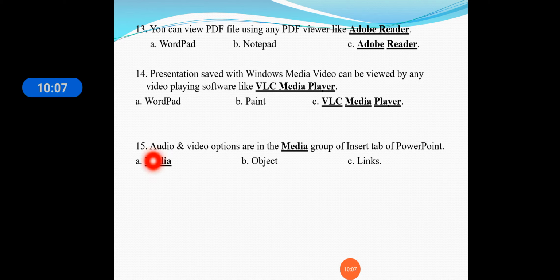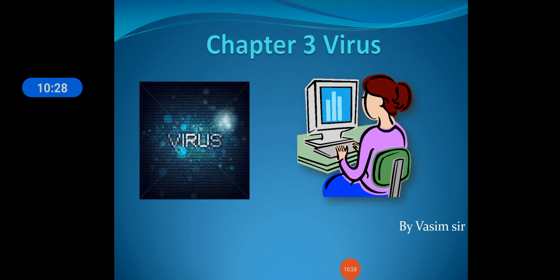15th one, audio and video options are in the dash group of Insert tab of PowerPoint. Options are A. Media, B. Object, C. Link. So answer is Media here. Media group is used to insert audio and video in the PowerPoint using the media option.